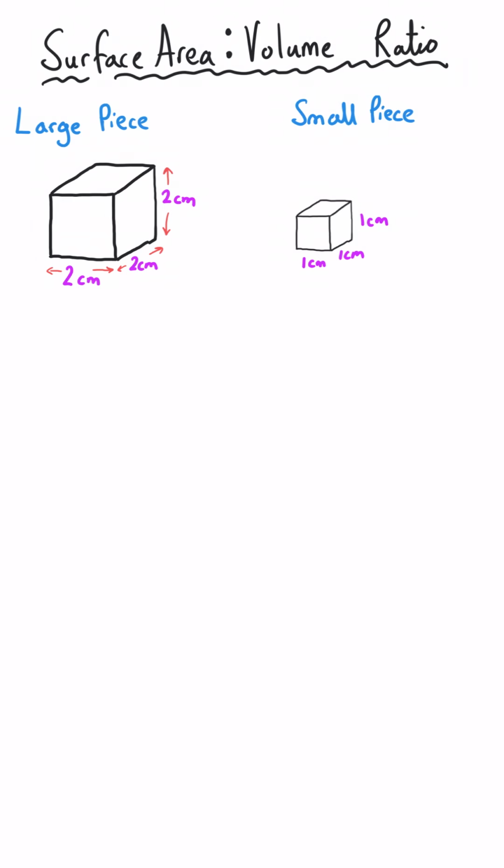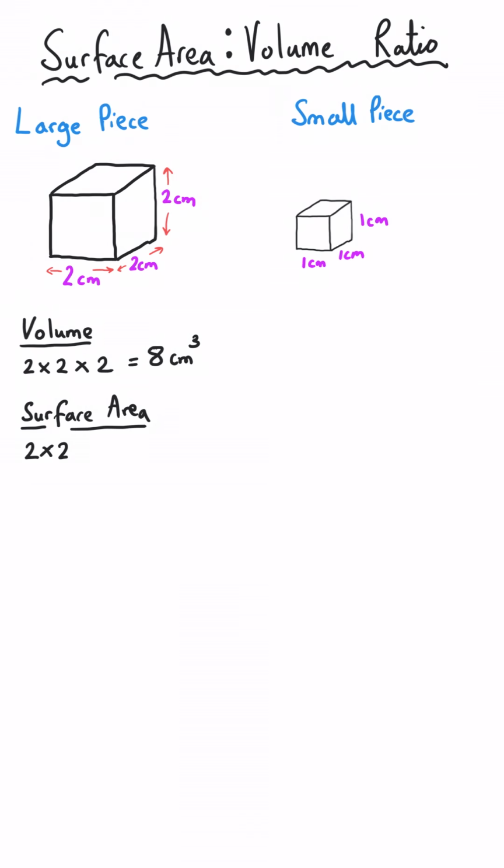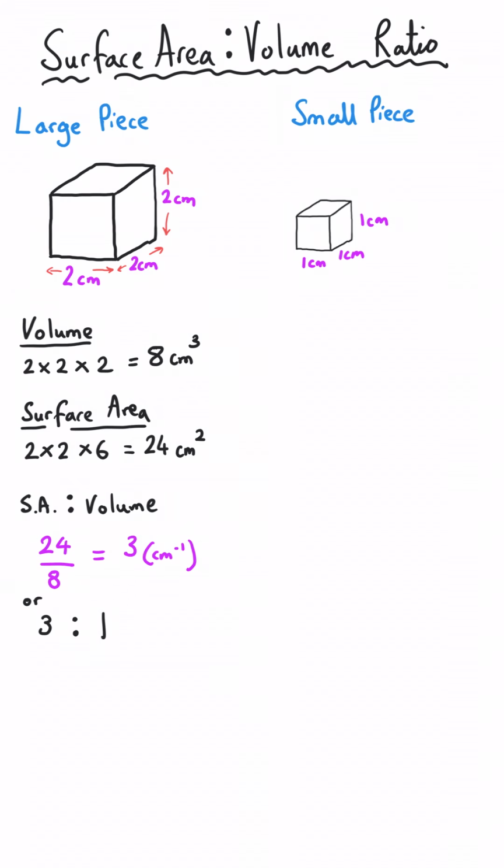If we take a large piece of metal with each of its dimensions being 2 centimetres, then the volume, which will be 2 cubed, is going to be 8 centimetres cubed. And then the surface area will be 2 times 2 for one face, multiplied by 6 for the 6 faces, so 24 square centimetres. And then the surface area to volume ratio is calculated by taking the surface area, dividing it by the volume, and we get 3 as our answer.